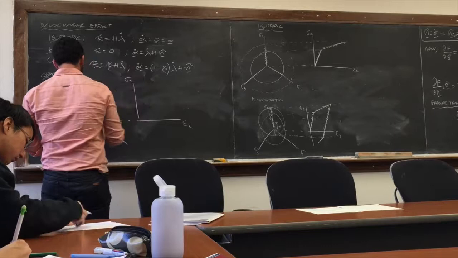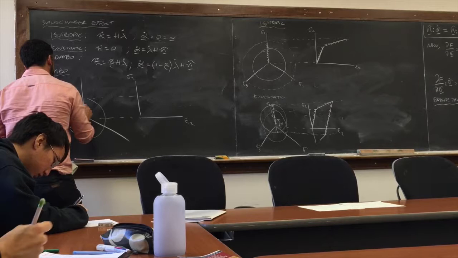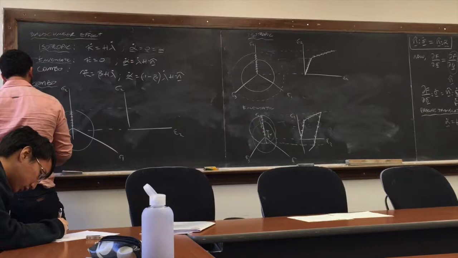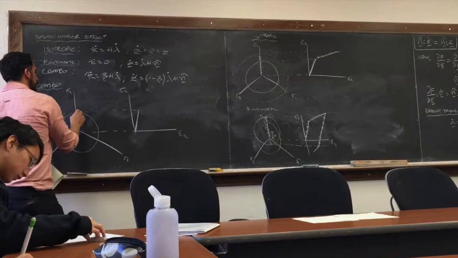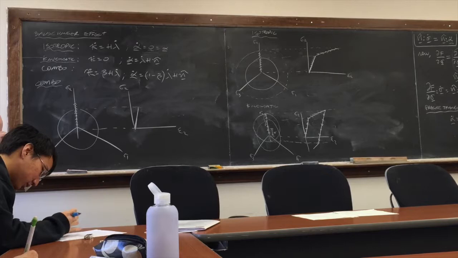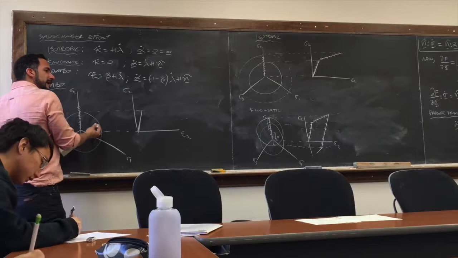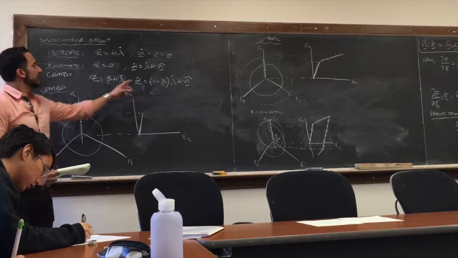I say loading here. Sigma 1, sigma 2, great. Inelastic initially, everything is fine. Then I start pushing with my finger, and I want to go up. Well, now I have two mechanisms, right? My balloon, my yield surface is being dragged up, but it's also inflating, depending on how much I have of each, okay?